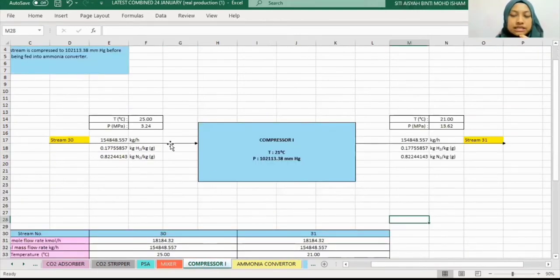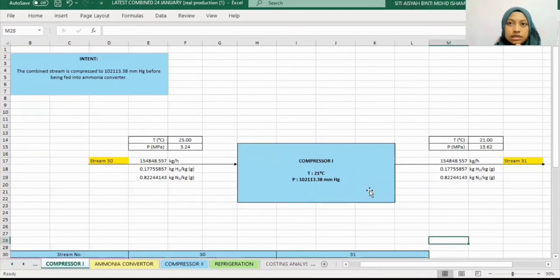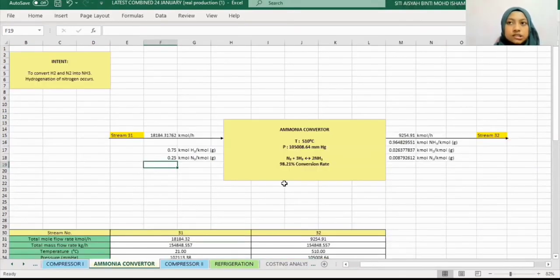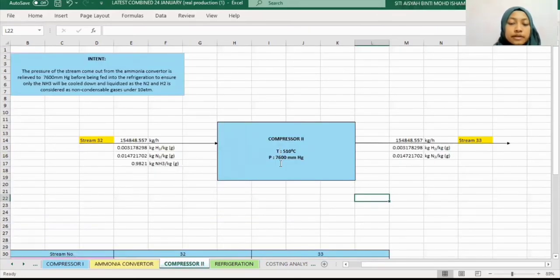The combined stream then enters compressor 1 to increase the pressure from 3.24 megapascal to 13.62 megapascal. The outlet flow rate remains the same as the inlet. Stream 31 enters the ammonia converter to convert hydrogen and nitrogen into ammonia. The conversion rate is 98.21%. The outlet flow rate is 9,254.91 kmol per hour. The ammonia product is compressed to 7,600 mmHg before entering the refrigeration.